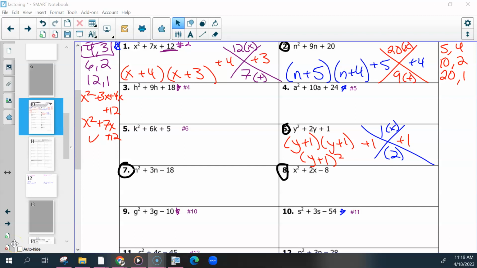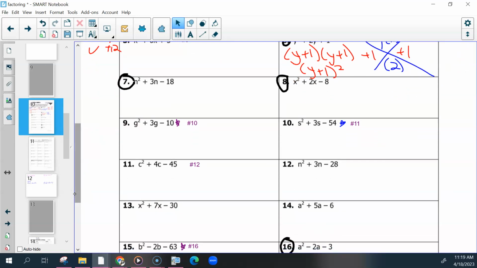Different types of examples. Did you need to sharpen that up? So the 3 examples we just did were all plus plus. Now we're going to do some different ones.